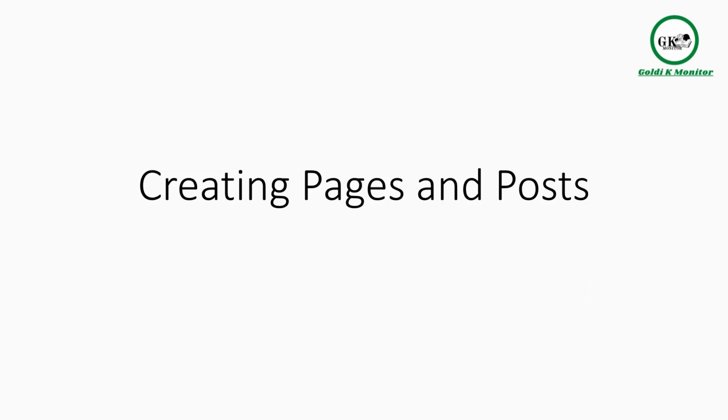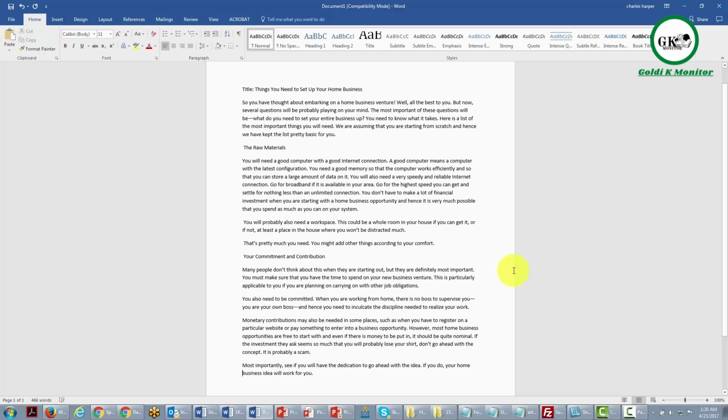Welcome back. Now in this video, we're going to be creating pages and posts. You are now looking at an article that has been written and formatted in Microsoft Word. What we want to do now is take that article that we've written and place it or post it inside of our WordPress site. Now, you can actually do the writing ahead of time in Microsoft Word or your favorite word processing software, and then you'll have a document that looks something like this.